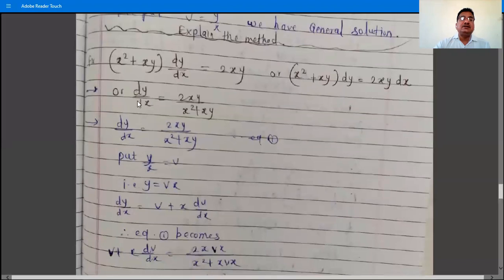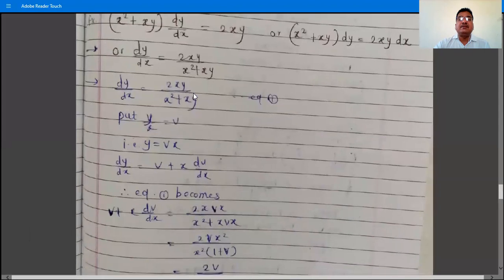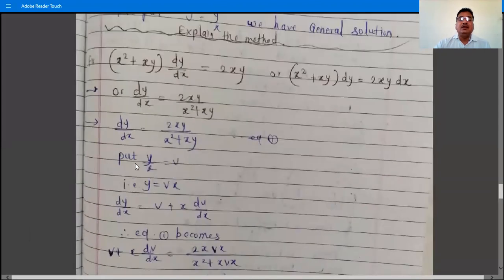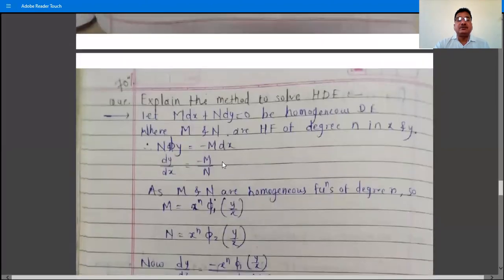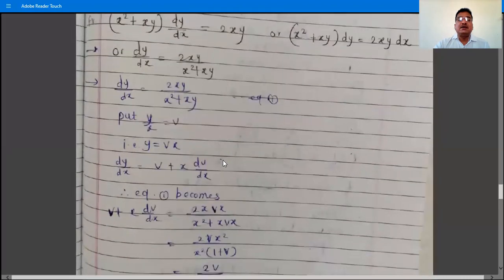So we convert this example as dy by dx is equal to 2xy divided by x square plus xy. So convert the given differential equation in the form. It may be given in this form or in this form. So we have to first identify that it is a homogeneous differential equation. Then we have to reduce this equation in the form dy by dx is equal to m by n or minus m by n.